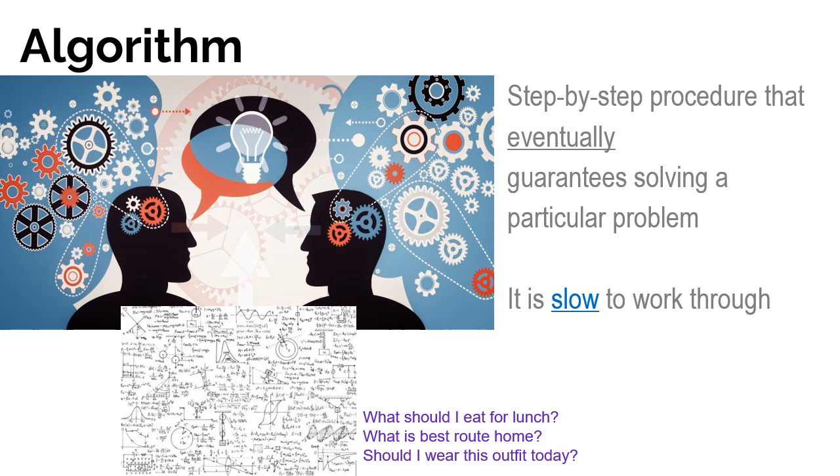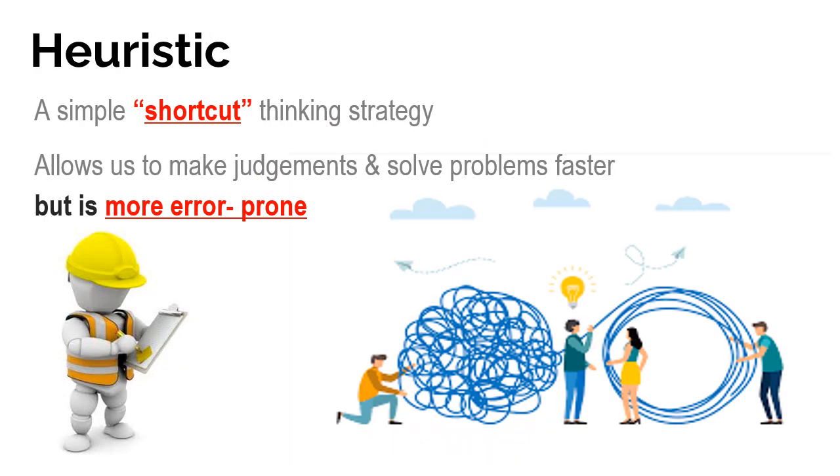What should I eat for lunch? Did I pack my gym bag? Should I wear this outfit today? We don't have time to do a step-by-step pros and cons list and make a mathematical equation on every one of these things. So instead, we use a heuristic.